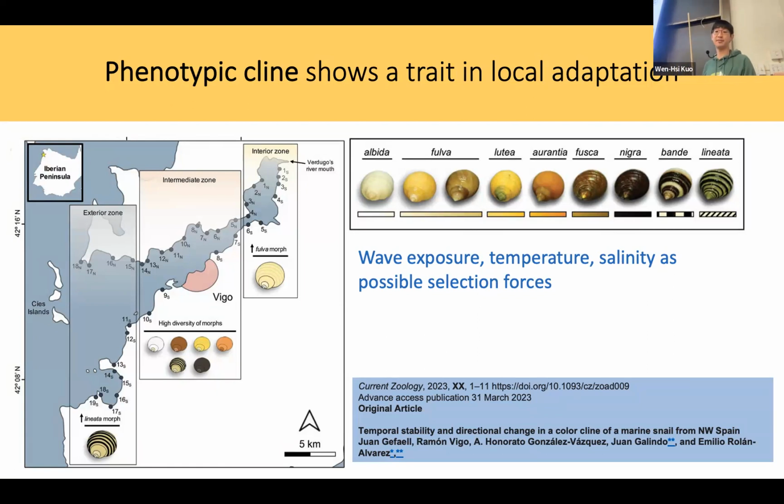Although a phenotype cline could be a result of genetic drift or gene flow, if this cline pattern can stably persist for a long time, or repeatedly occur in different geographic regions, it is pretty likely to be a sign of adaptation.